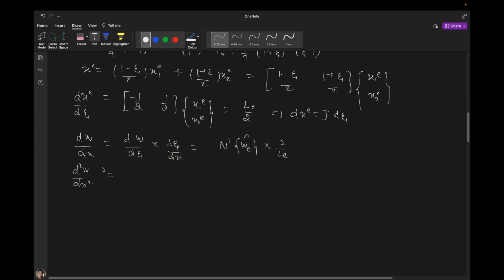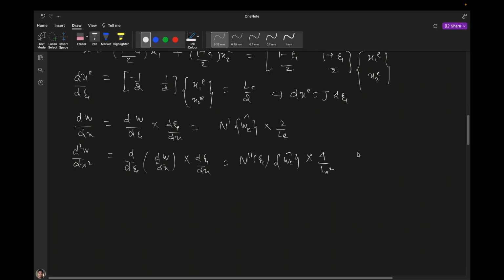So what is that? Del w by del x, so I have to write del w by del zeta, del w by del x into del zeta by del x. So it will become N double dash zeta and w e, and again we will multiply with 2 by l e, so it will become 4 by l e raised to the power 2. This is the thing, and the same thing we will do for this.